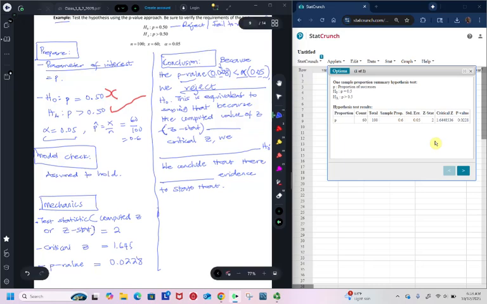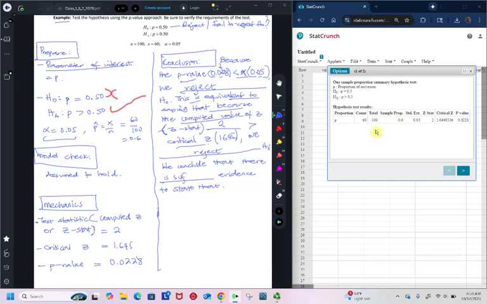Take note that this is equivalent to saying that because the computed value of z, which is what? What was that value? 2. Compared to the critical value is 1.645. So let me write 1.645 here. Because this computed value is greater than the critical value, we are going to reject the null hypothesis in favor of the alternative. So that means that there is sufficient evidence to state that what we wanted to test holds true.